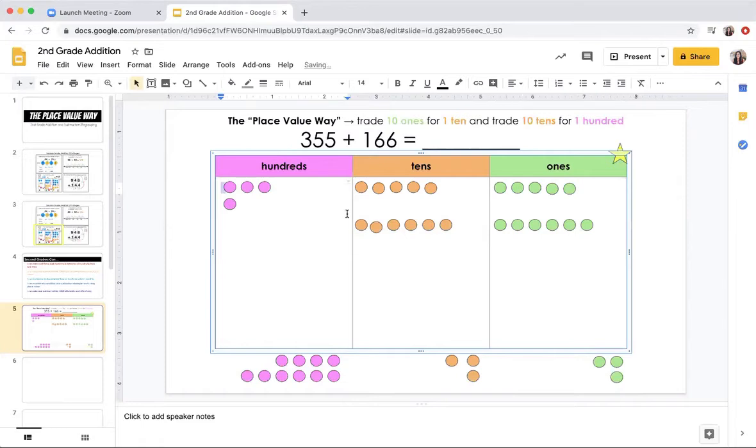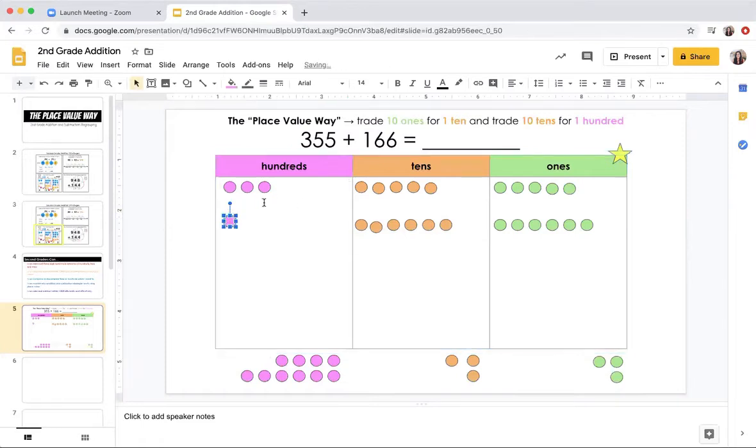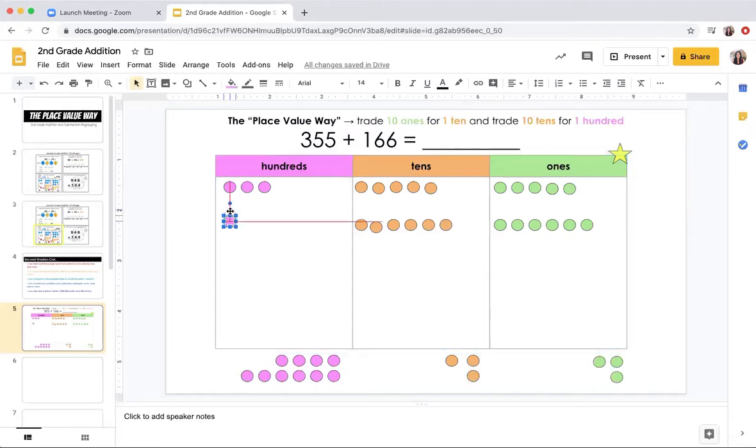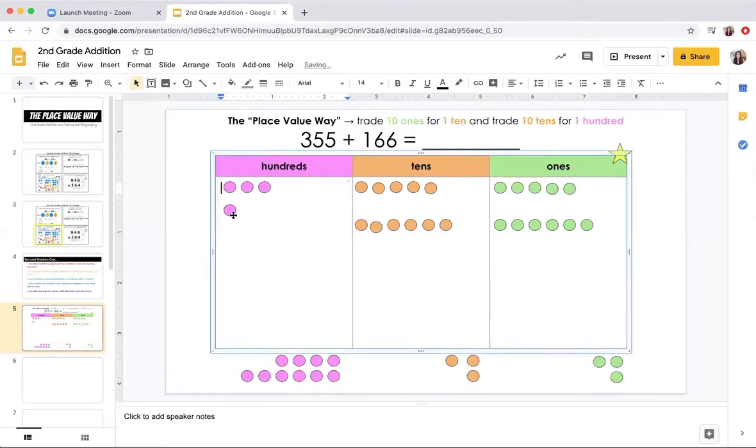Now, sometimes I will encourage students to draw a line between their two numbers if they're struggling to organize, but often they can just represent them all together. Now, we added our 355 and our 166 to our place value chart, so we can go ahead and count those up.